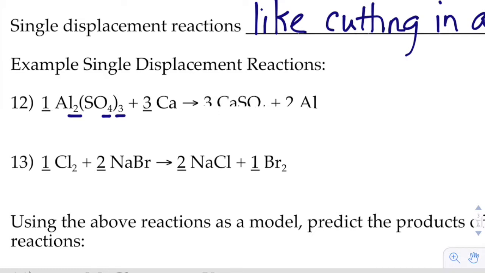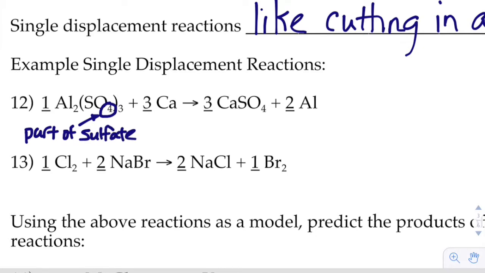What you have to do is think about why those numbers are there. The numbers on the left-hand side, this 4 is here because that's just part of what sulfate is. Sulfate is SO4.